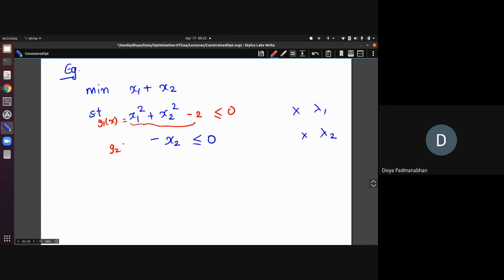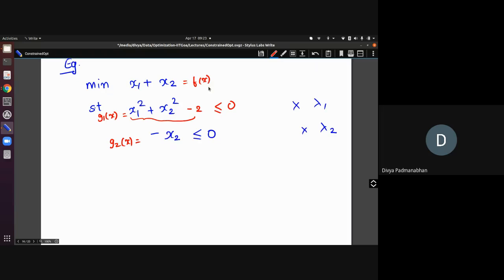And g2 of x is this function, minus x2. And this is the function f of x. So let us write the Lagrangian here. The multipliers, I'll call them lambda 1 and lambda 2. Here there are inequalities alone, so let's just write the Lagrangian. The Lagrangian is a function of x, lambda 1 and lambda 2. This is just f of x plus summation lambda i g i of x. In this case, can you tell me what that is?